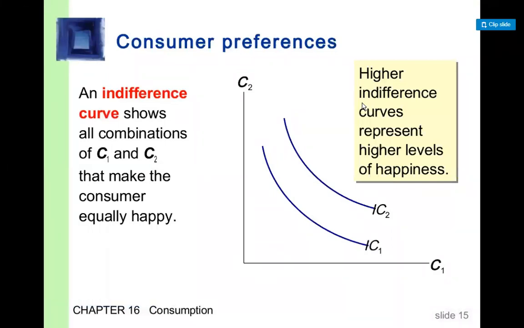Now, consumer choice. Which combination on the budget constraint will be chosen by the consumer?